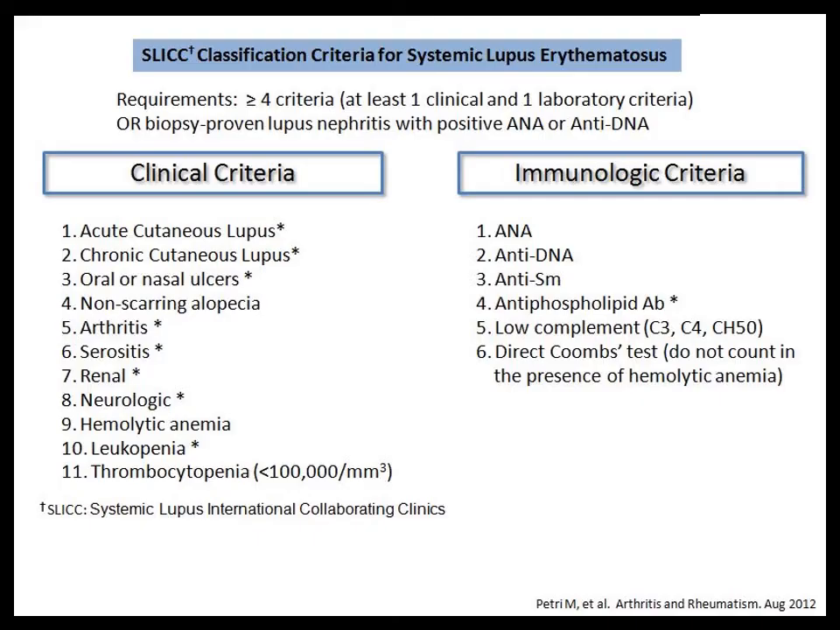Based on the latest Systemic Lupus International Collaborating Clinics, or SLICC, classification criteria of 2012, we classify a patient as having SLE if the patient satisfies 4 of the criteria listed in the mentioned table, including at least 1 clinical criterion and 1 immunologic criterion. Or, the patient has biopsy-proven nephritis compatible with SLE and with positive anti-nuclear antibody or anti-dsDNA. Read on further.